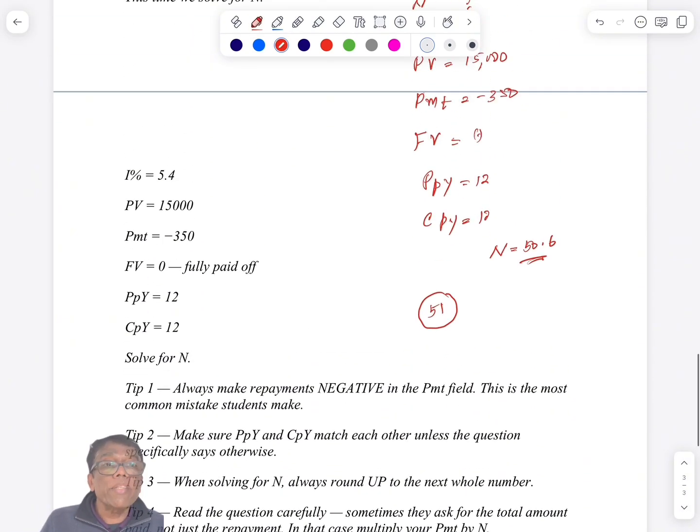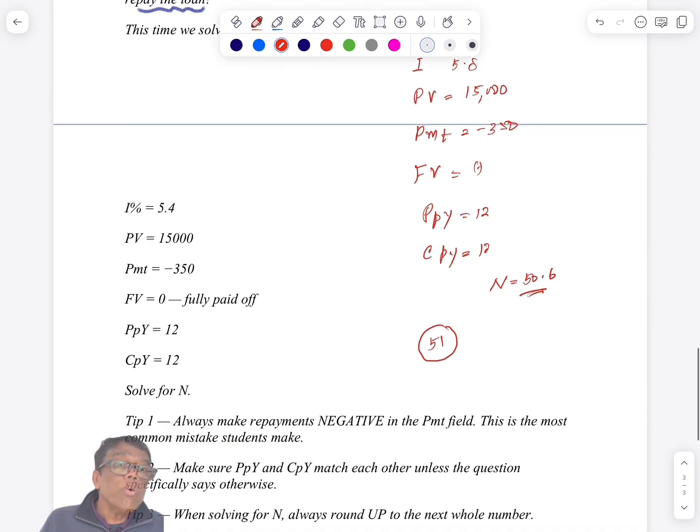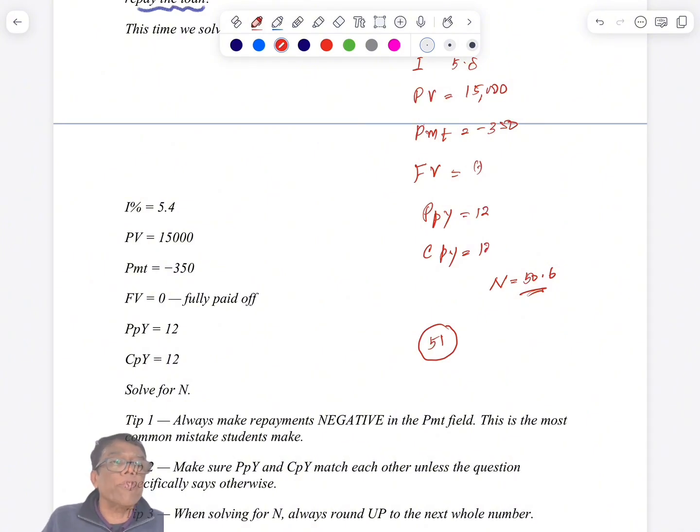We have now discussed 3 questions. That's it for today's video. You now know exactly how to set up the financial solver for any loan repayment question in VCE.